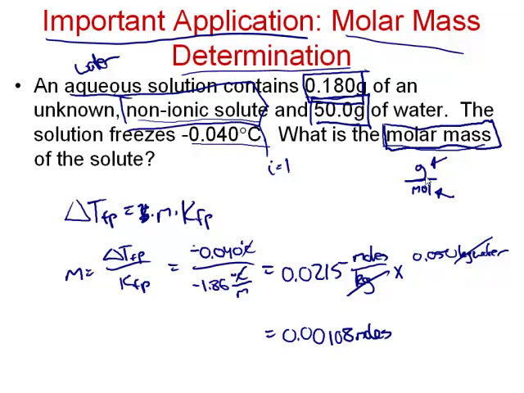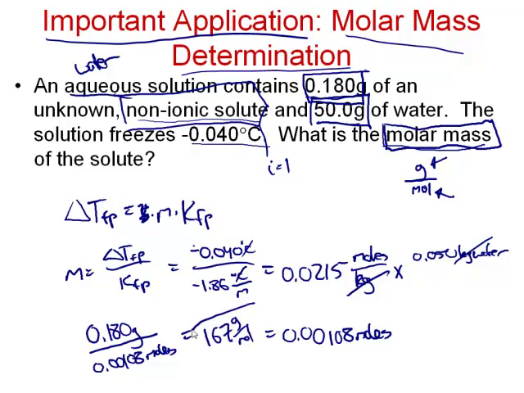To find molar mass, I need to know grams and I need to know moles. I know the number of grams that I've got: 0.180 grams of the compound. That corresponds to 0.00108 moles. If I do the division, 0.180 divided by 0.00108 gives me 167 grams per mole. And there we go, guys. That's the molar mass of the compound. This is one way you can in real life use another tool in our tool belt to find the molar mass of an unknown compound.